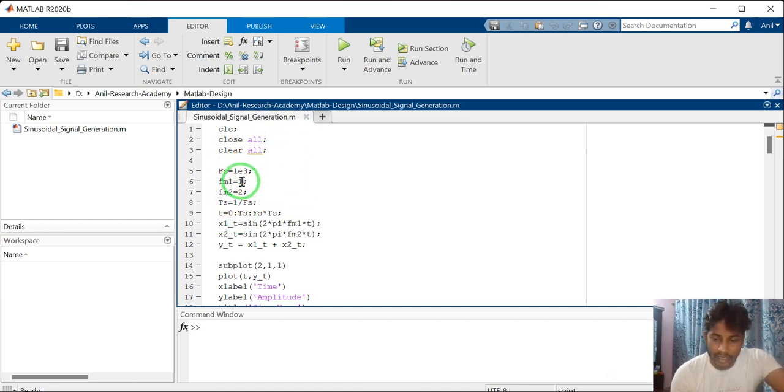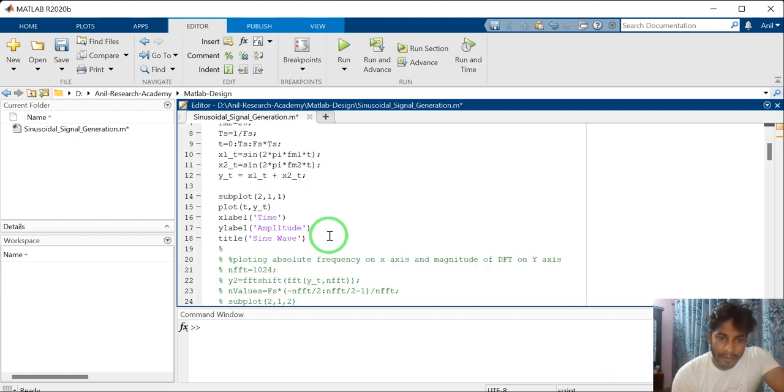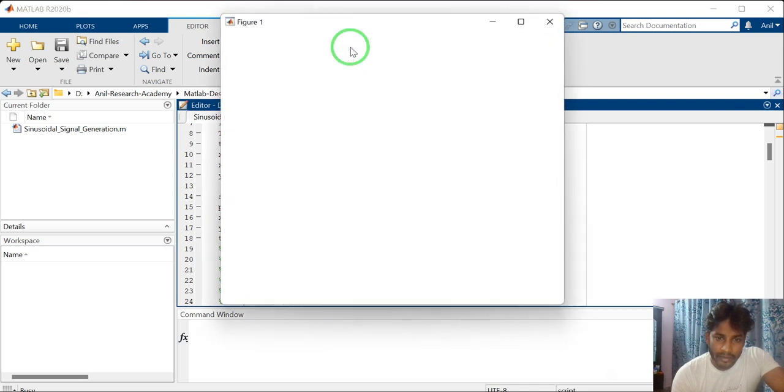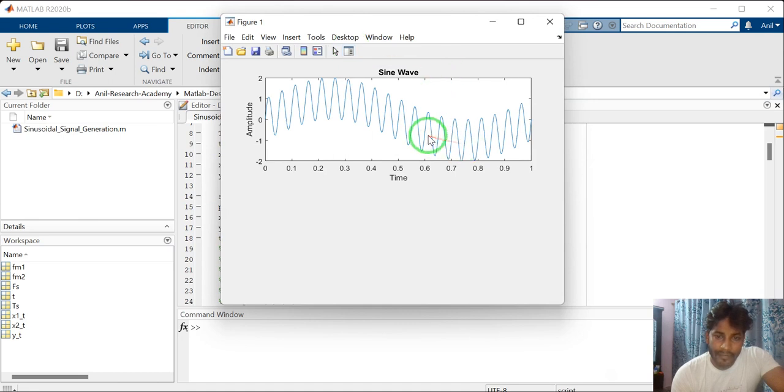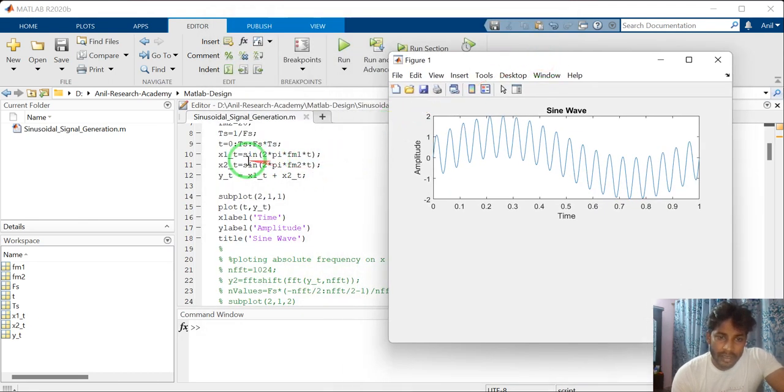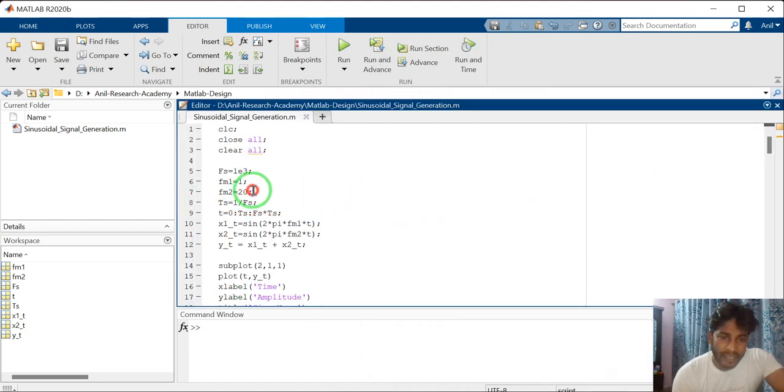Okay, so here I am taking the frequency 1 hertz and 20 hertz. I already explained this in the previous video. If you have not watched, please go through the first video, then watch this video. So this one is the time domain signal. I am simulating it, and see the time domain window. Okay, see, there are two signals, one having frequency of 1 hertz and one having frequency of 20 hertz.